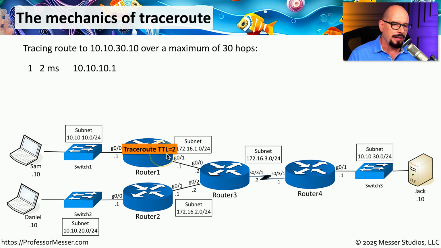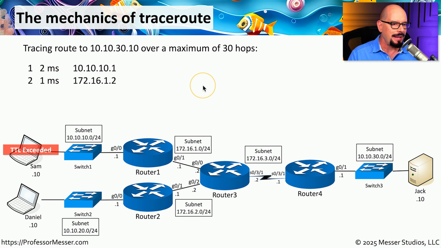When it hits the first router, the time to live will be decreased by 1, so time to live is now 1. Then it goes to the next router, and time to live is decreased one more time, down to 0. Time to live has been exceeded, and that message is sent back to Sam's workstation, and the results are put on the screen.